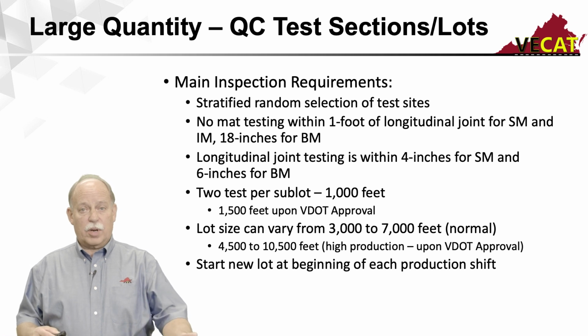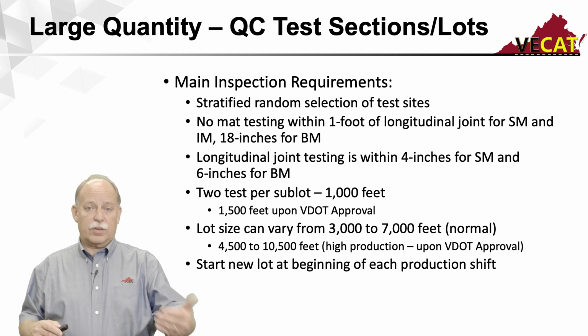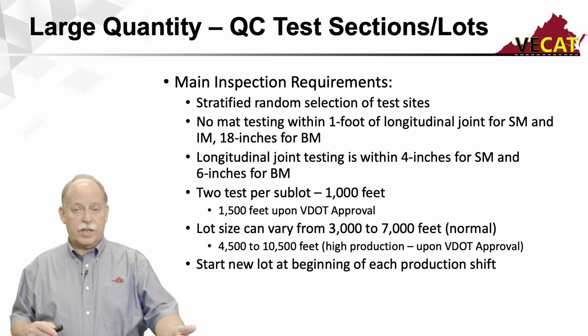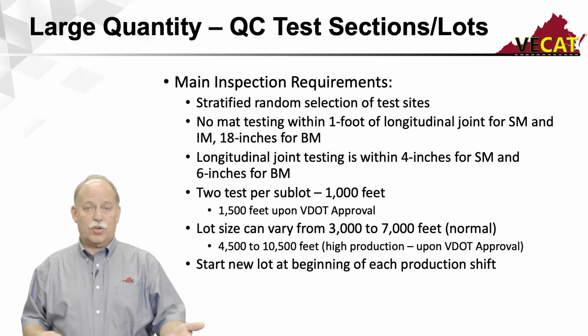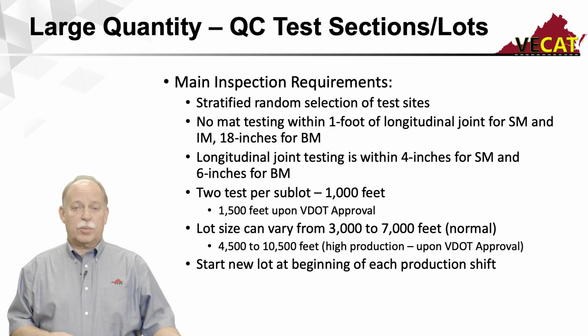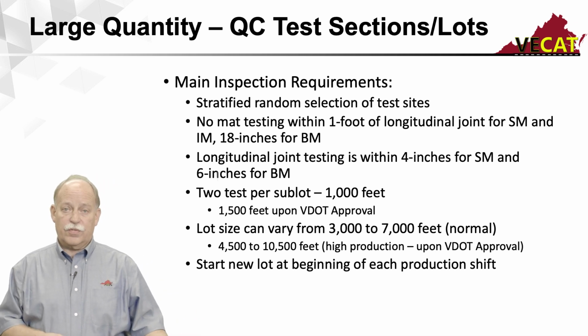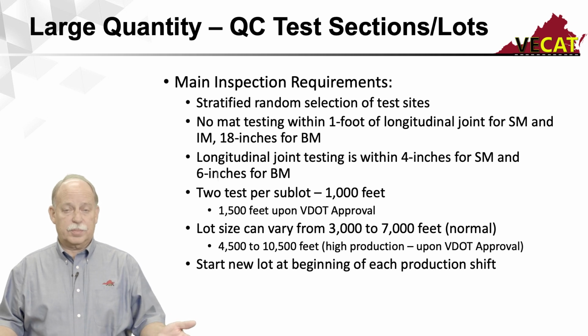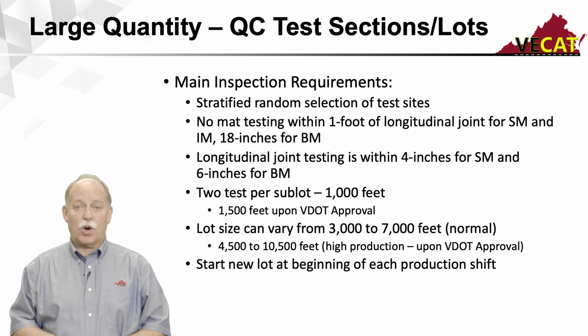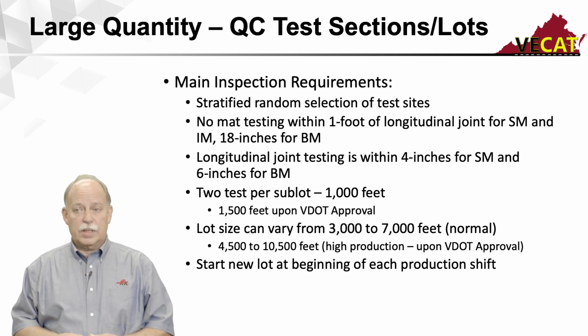That same rule applies now if you're talking about high quantities of paving that you're doing on a day-to-day basis. You can go to VDOT and say, I'd like to increase my lot size, and now you can potentially increase that from 4,500 feet all the way up to 10,500 feet for high production with VDOT approval. Always keep that in mind. You have to get that VDOT approval prior to actually making that change.